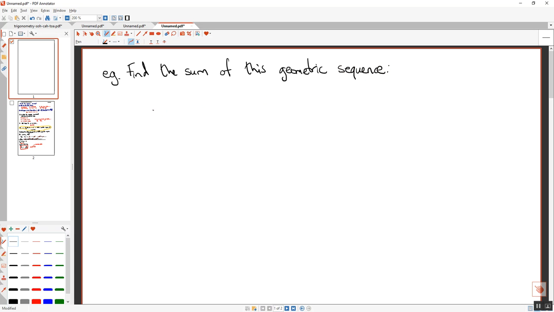10, 8, 6.4, 5.12. Okay? So we're going to find the sum of all of these terms. It goes on forever. See if you can do it. First step is to find what value? r, right. So I'll just write that down. Find r.